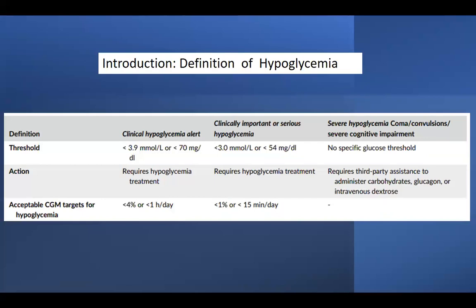So how do you introduce it, or how do you define it? And I want to categorize it into three parts. Please follow me or just walk with me. We talk about the clinically hypoglycemic alert. This is technically when a child has a blood sugar that is less than 3.9 millimoles per liter that will require treatment. So please treat a child whose blood sugar is less than 3.9. Then there's something called clinically important or a serious hypoglycemia when the blood sugar is less than 3 millimoles per liter. Now, that requires treatment immediately. And you really don't want a child to actually have a clinically or a serious hypoglycemia more than 1%.